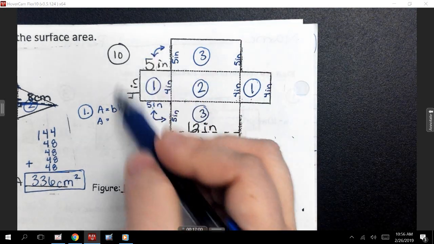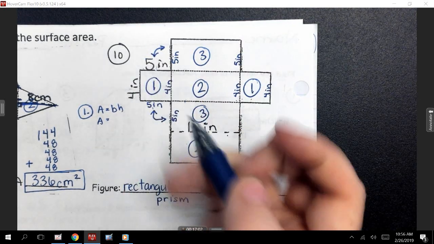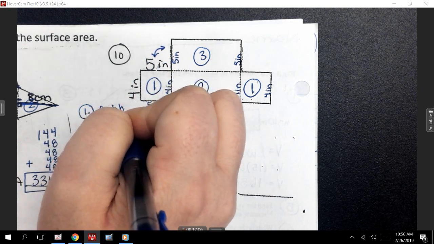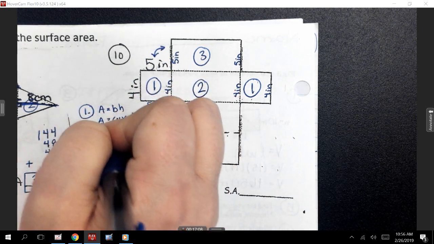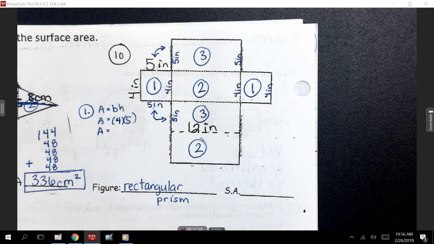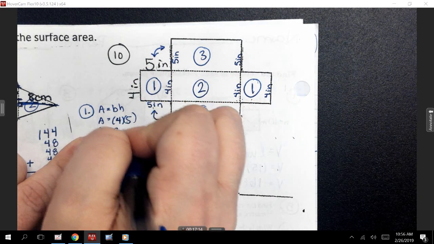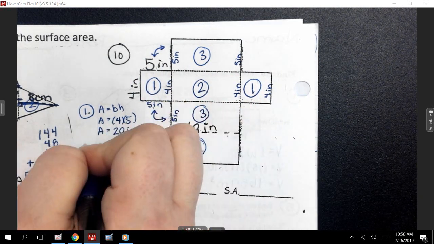I can see the only numbers I have on here are 4s and 5. So my base and my height has to be 4 and 5. If you did 5 times 4, is that okay? Yeah, I'm fine with that. I'm going to be picky on these. All right, so what do I get for that area, Maya? 20. And put my inches squared.